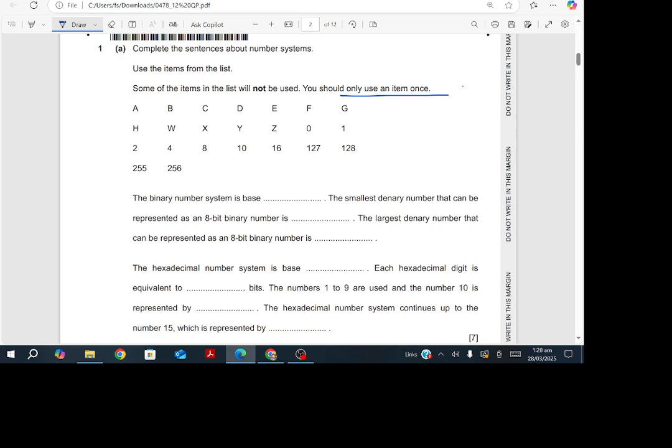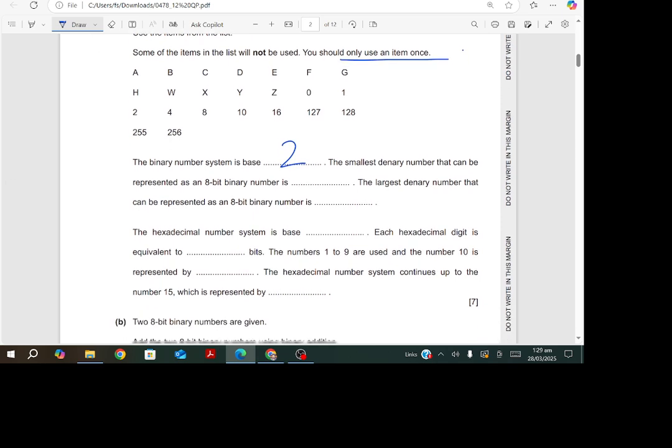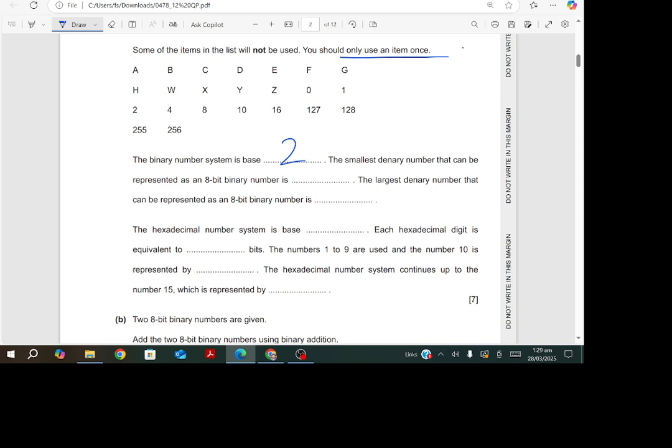Okay. So the binary number system is a base 2 system. We are already familiar that the binary number system is a base 2 system. Denary number system is a base 10 system. Hexadecimal is a base 16 system. So for a quick recap, you can just recall yourself: binary is base 2, denary is base 10, hexadecimal is base 16.